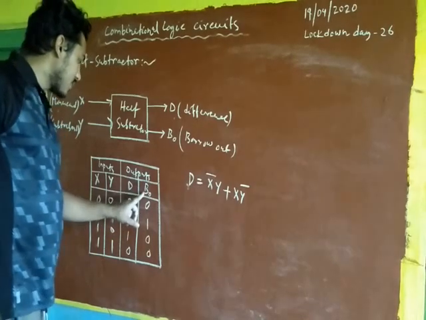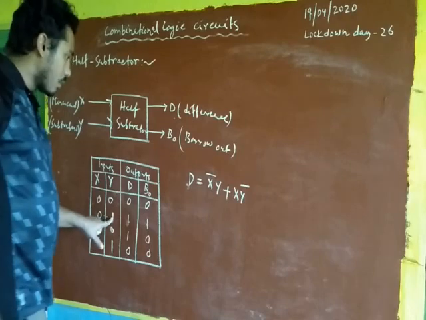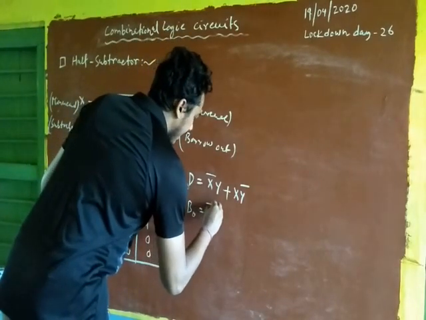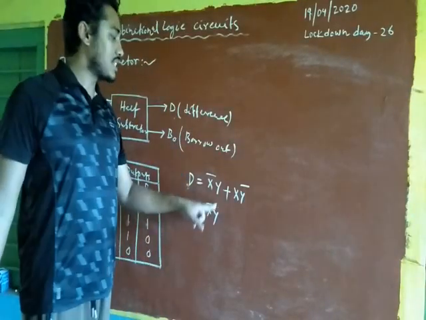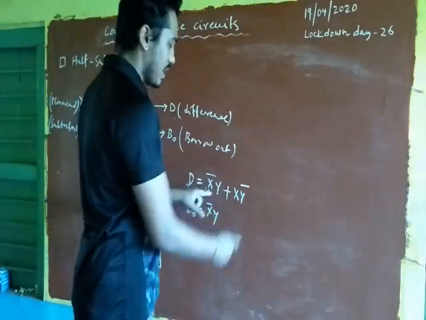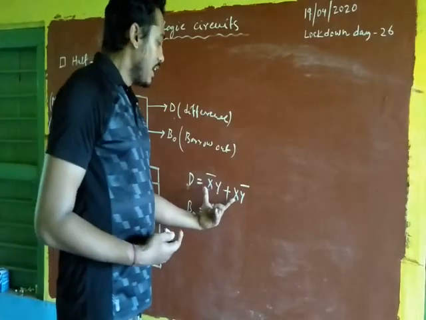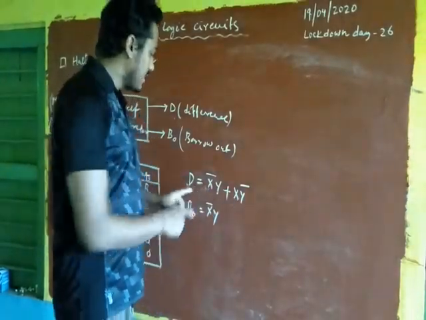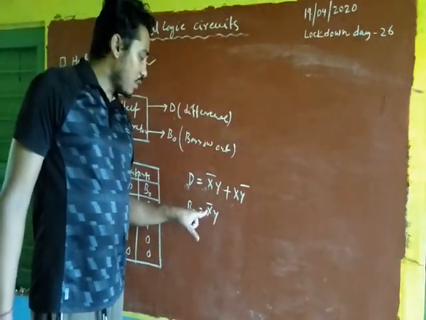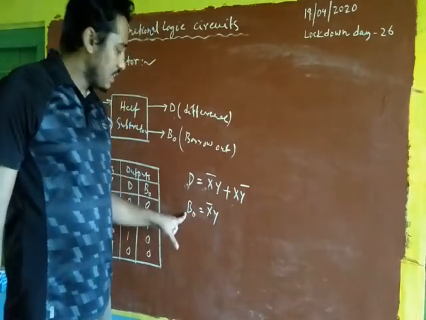Now what is the expression for the borrow output? For this one it is simply x bar y. So B out is equal to x bar y. These are simplified expressions. D is x bar y plus x y bar, and we know this is the expression for the XOR gate. So simply using one two input XOR gate we can design the difference output. Similarly, x bar y means one NOT gate and one AND gate, so using one NOT gate and one AND gate we can design the borrow out.